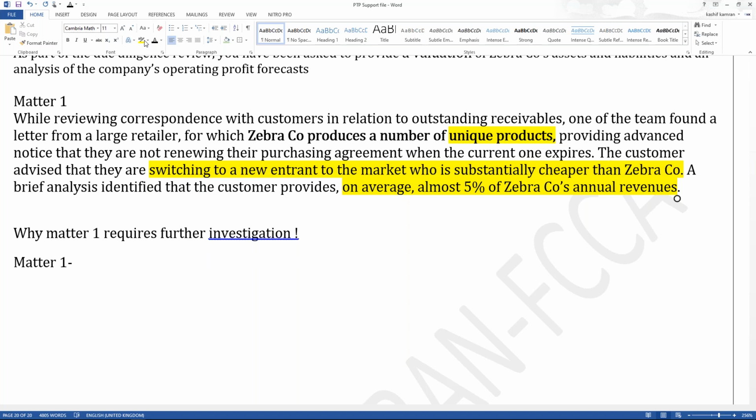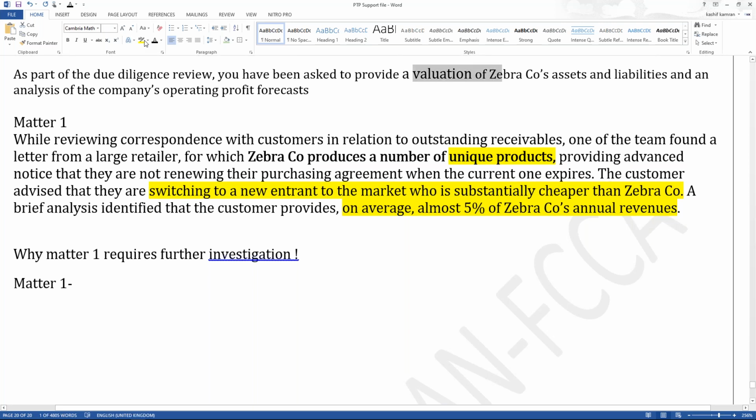My scope is to look at the valuation of the assets and liability, number one. Can you see that on your screen? And my second scope is the operating profit forecast. So that's where I need to focus on, right?